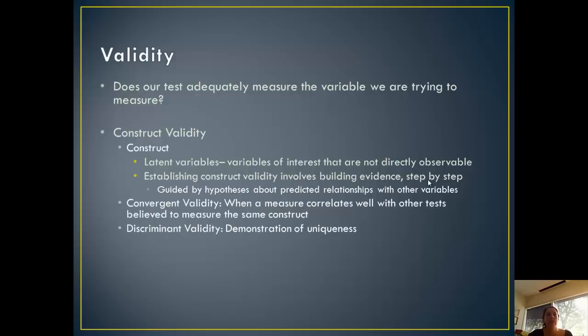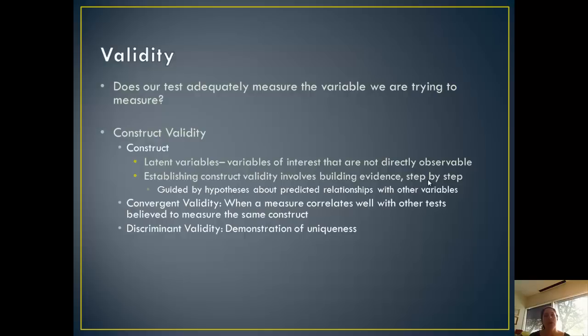So remember that convergent validity is when your new measure correlates well with other already established tests that are believed to measure the same construct. So, for example, for the group who's doing a new measure of stress in college students, you're trying to measure the variable stress, and one way that you might determine or provide evidence that your new measure does a good job at doing that is if scores on your new measure of stress correlate highly with scores from other tests that purport to measure the same thing, stress.